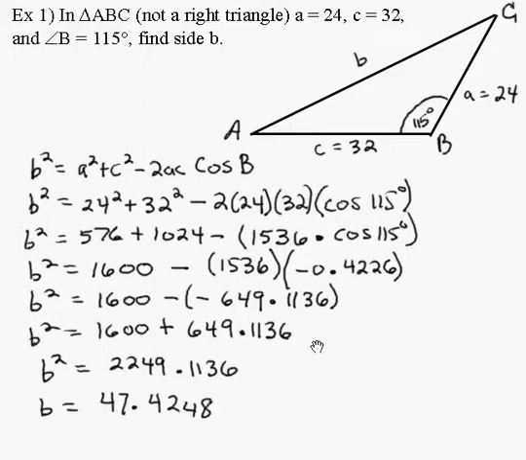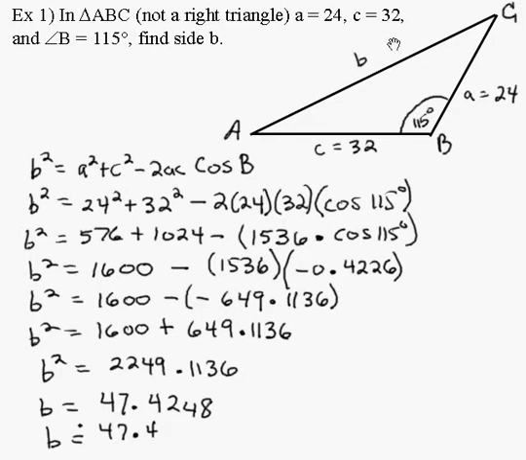So to get b, we hit the square root button. Now I didn't write down the step taking the square root of both sides, but you know that's the step that we have to do. The square root of 2,249.1136 to 4 places is 47.4248. And usually sides of a triangle, we just go to 1 decimal place, so 47.4. So that's using the law of cosines to find side B.